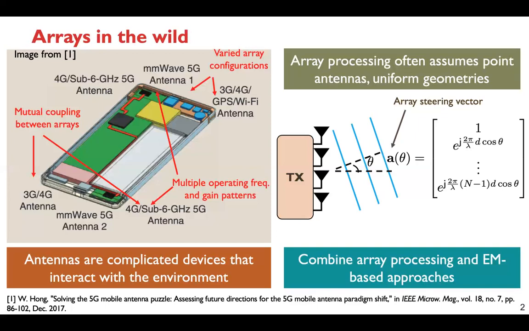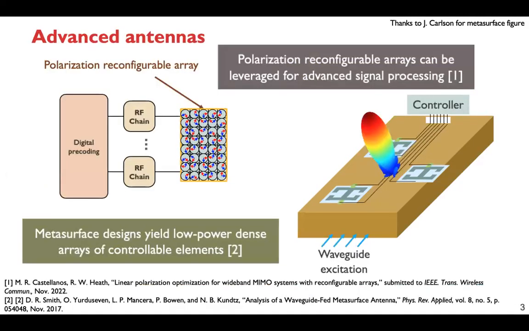And so what we're aiming to do here is to combine this array processing perspective, where we have a way of characterizing the response of the array mathematically and analytically, with the electromagnetic-based approach, where we take into account all of the non-ideal behaviors of antennas. And a few applications where this is relevant are recent and emerging in modern deployments.